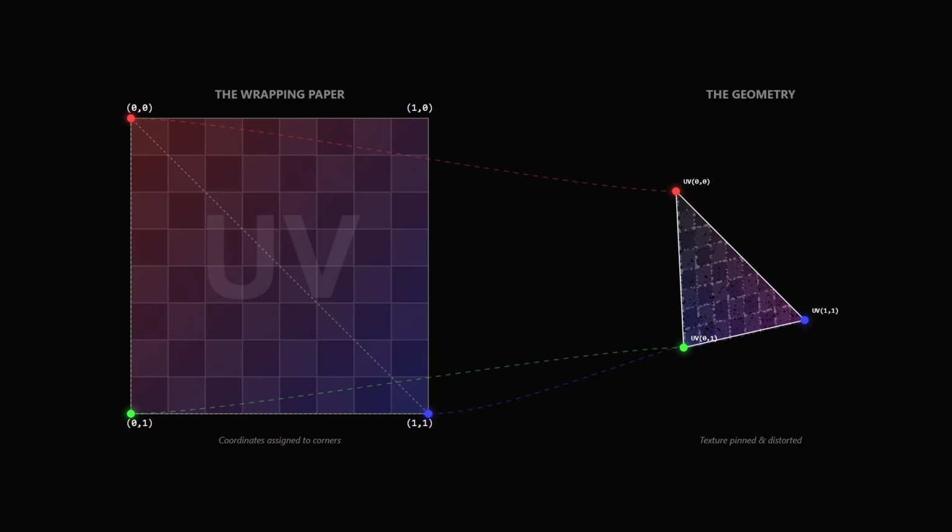You might ask, why U and V? Simply because we already used X, Y, and Z for the 3D space and we need new letters. Think of UVs as the coordinates on a piece of wrapping paper. 0,0 is usually the top left corner, and 1,1 is the bottom right. It depends on your graphics API or the libraries you are using, but mathematically it doesn't matter. By assigning these coordinates to the corners of our 3D triangle, we are essentially pinning the wrapping paper to the geometry. The math we just discussed fills in the rest.